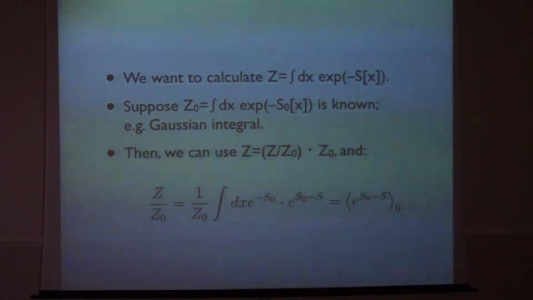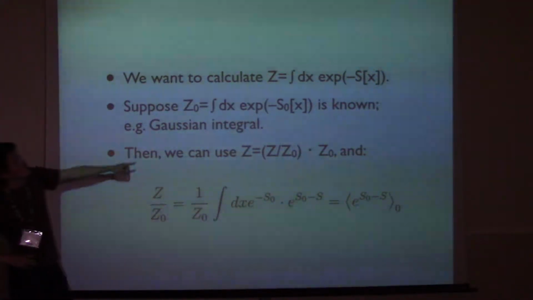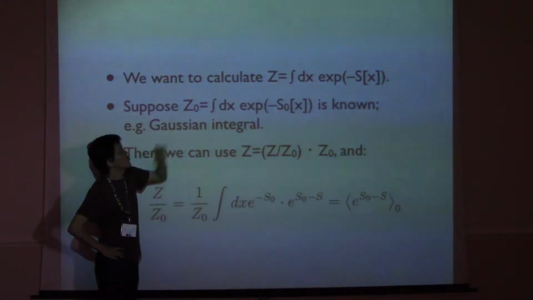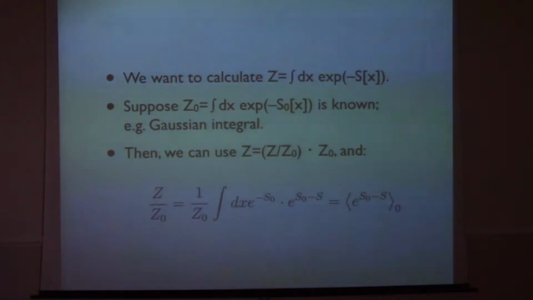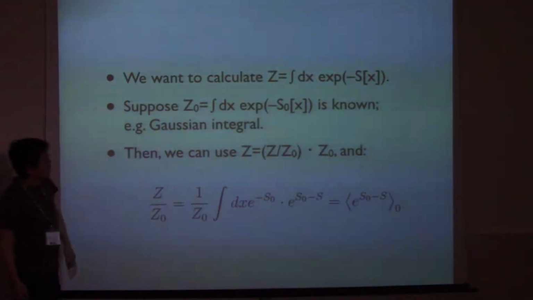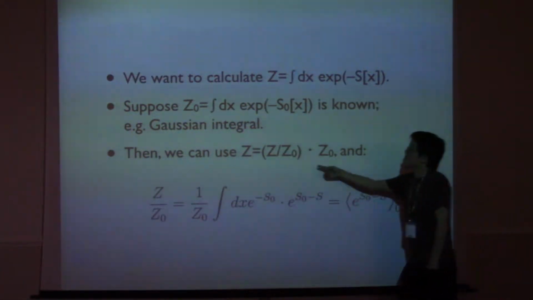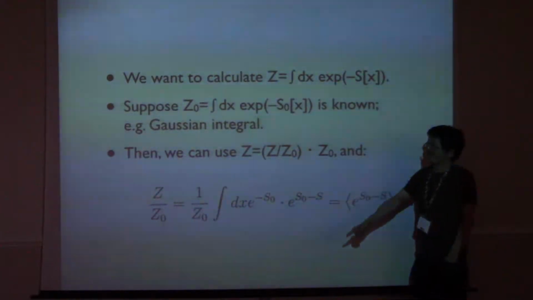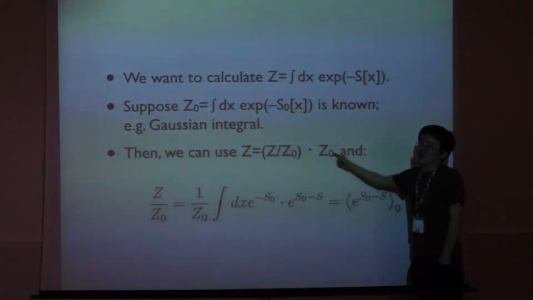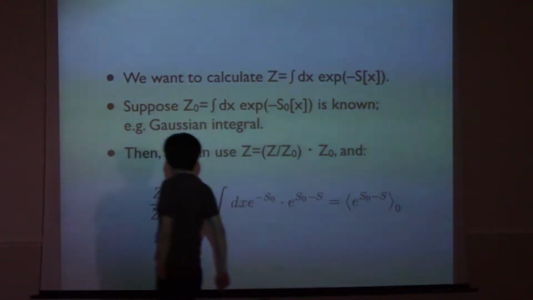We want to calculate the partition function Z, which is the integral of exponential minus S. Suppose you know the partition function for a simpler action, like a Gaussian integral, which we can do by hand. Then by using the Monte Carlo method, we can calculate this ratio, and multiply by the analytic value to get Z.